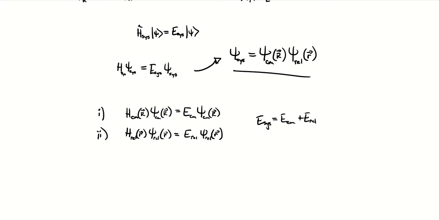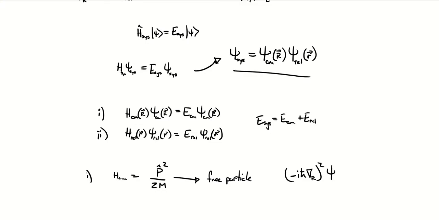Now, if we look closer at equation 1 here, we know our Hamiltonian of the center of mass is just that momentum operator squared over 2 times the total mass of that system. We've solved this before. This is just a free particle, right? We solved this last semester in 323 or whenever you took that. So if we want to write this in the position representation, it's negative i h bar del r, that operator squared, times that wave function, equal to E center of mass times that wave function.